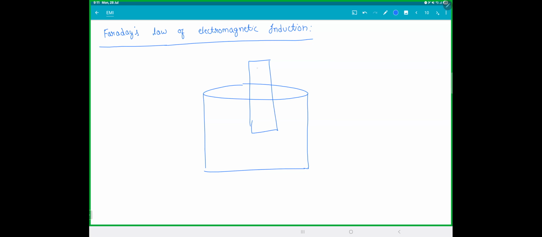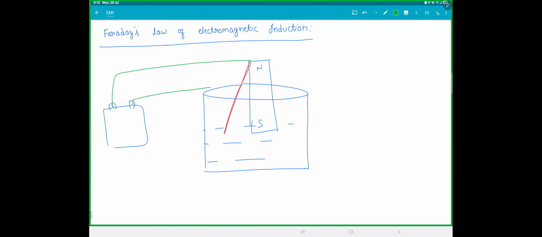He took a magnet, north-south. He filled it with mercury. Why mercury? Because it is conducting. Then he took a battery. During that time, they used chemical cells. He connected a rod here, so he connected the battery to this and another wire in the mercury. So when you switch on the battery, current flows through this, goes through the mercury, and the circuit is completed. And what Faraday observed was that this rod started rotating in a circle.